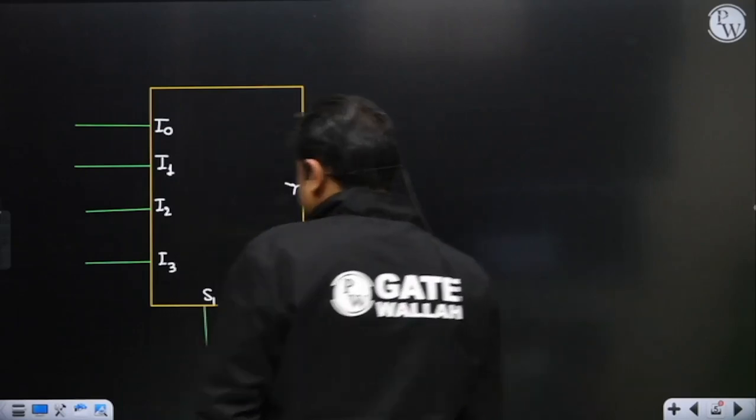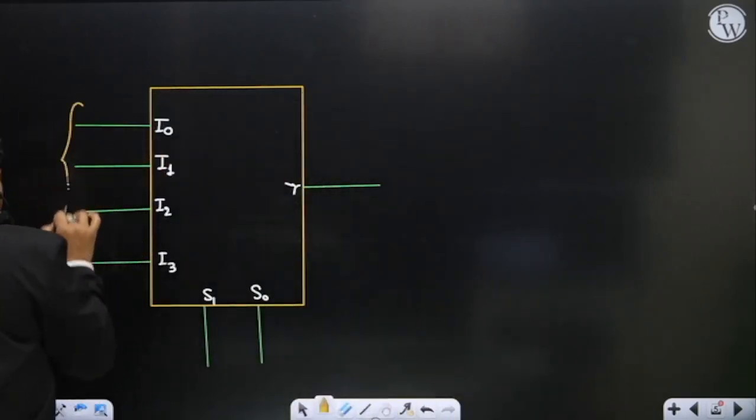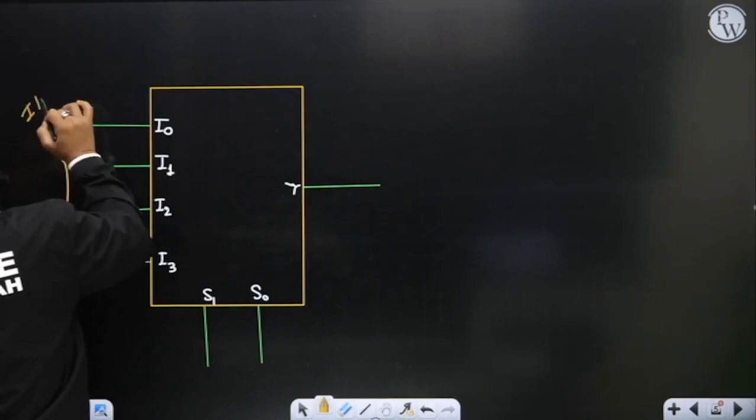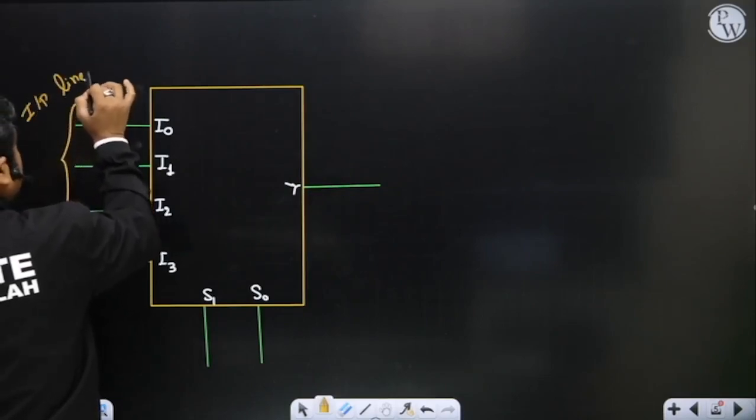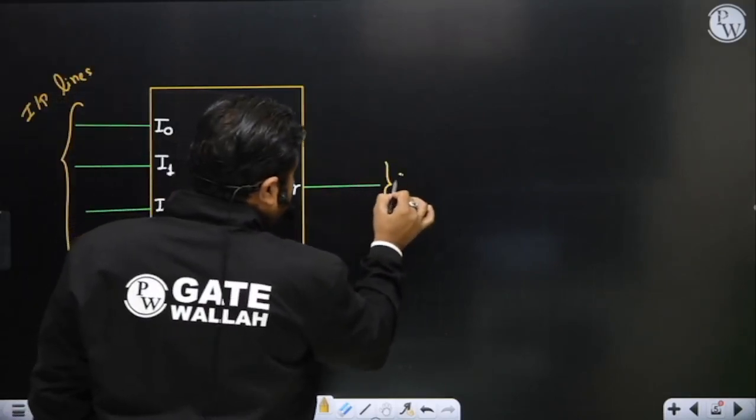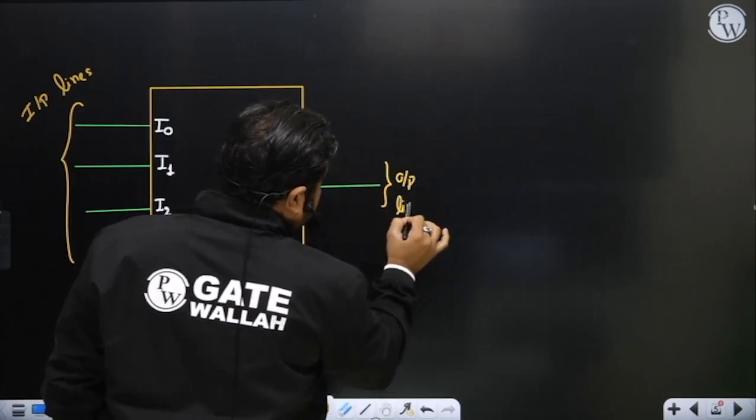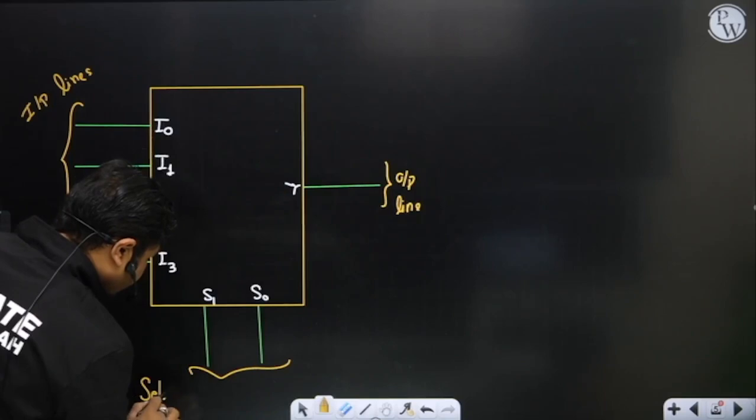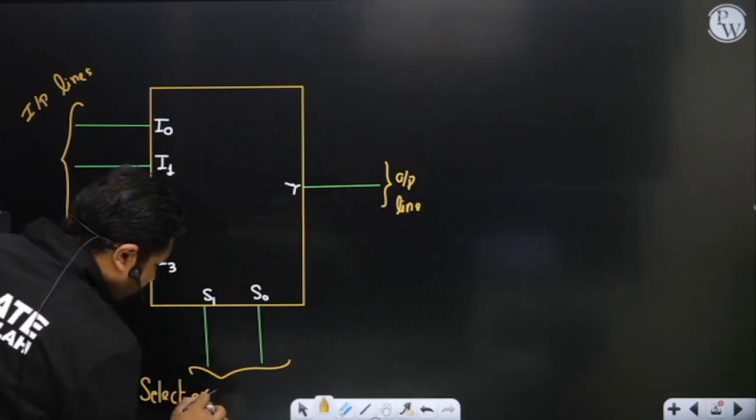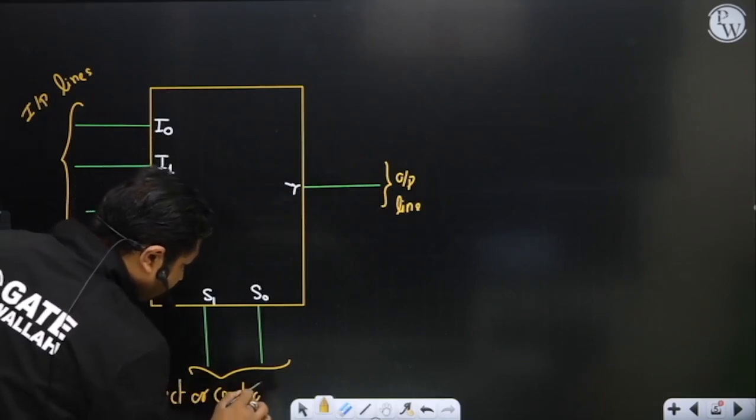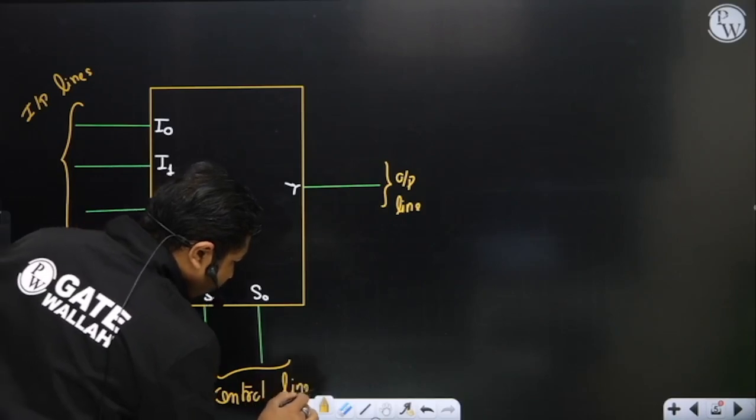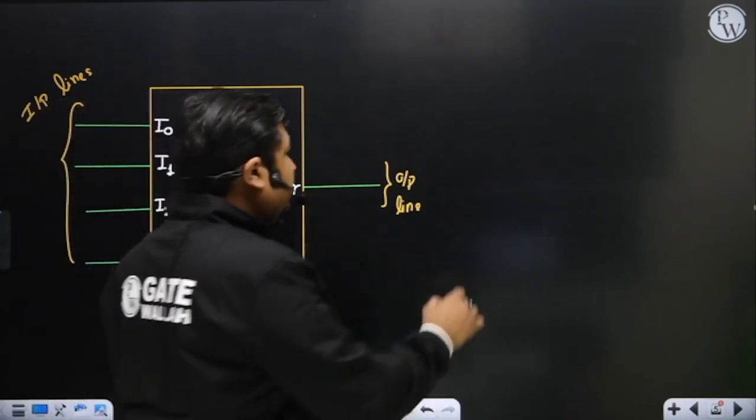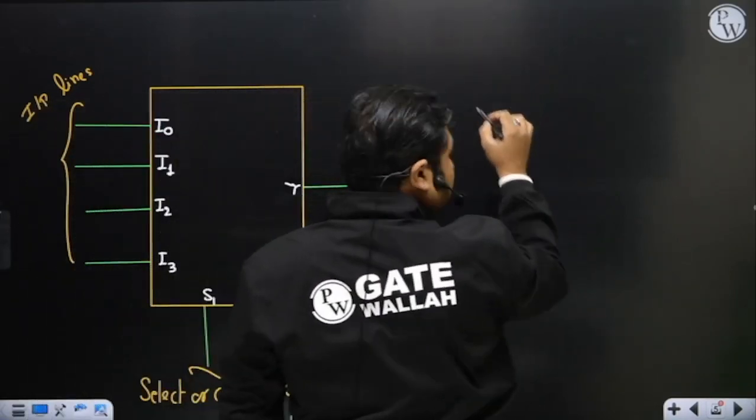How to write the size? Please observe here. These are called input lines. This is your output line. And these are called select or control lines. Great, sir.